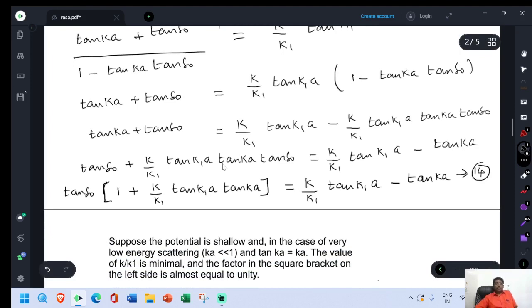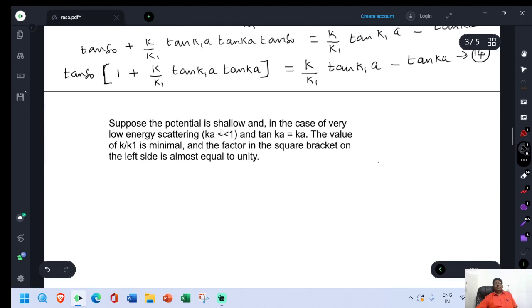Now read out this statement. Suppose the potential is shallow, that is depth is low, and in the case of very low energy scattering, that is the Ka value is far lesser than 1. If K is small, tan Ka equal to Ka. The value of K by K1 is minimum, and the factor in the square bracket on the left hand side is almost equal to unity. See, the terms present inside the square bracket, 1 plus K by K1 tan K1A tan Ka, equal to 1. Here Ka is very small, tan Ka equal to Ka. Therefore K by K1 is also very low. So the terms available inside the square bracket should equal unity.